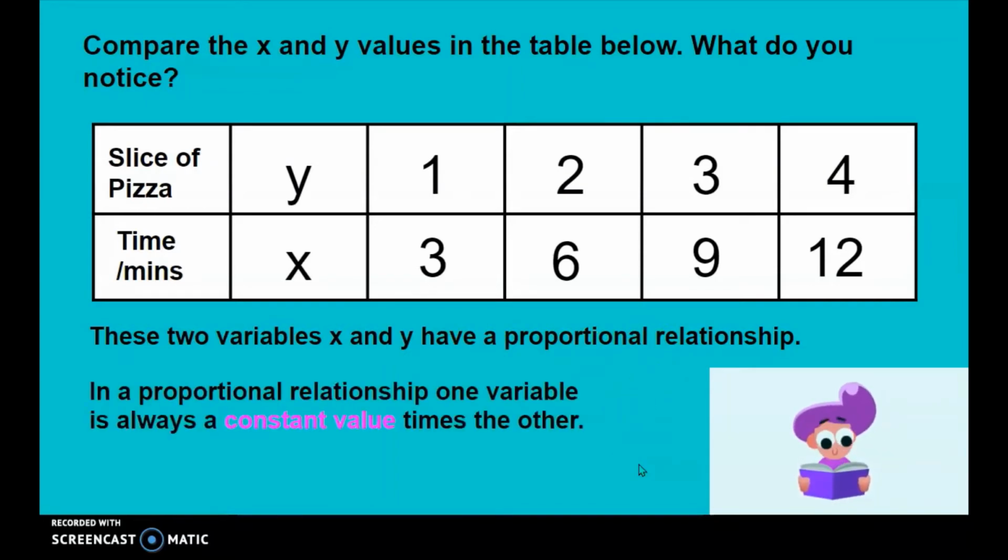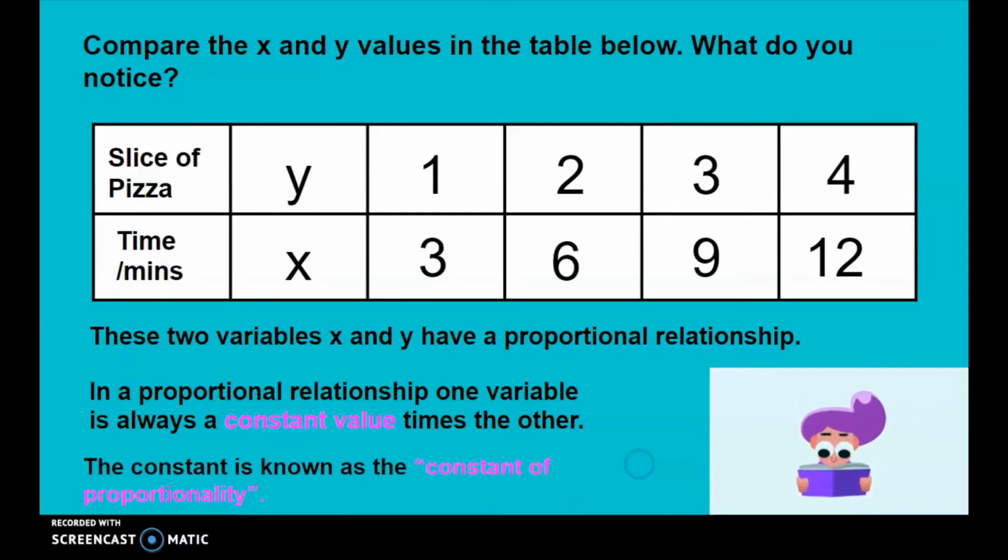In a proportional relationship, one variable is always a constant value times the other. The constant is known as the constant of proportionality. So here our constant of proportionality is 3.